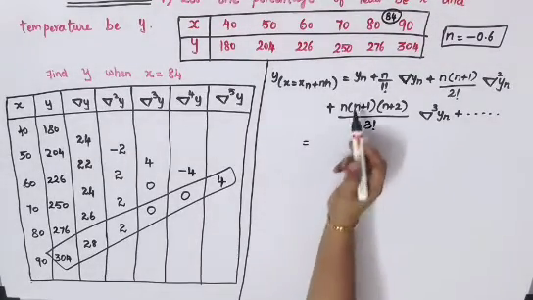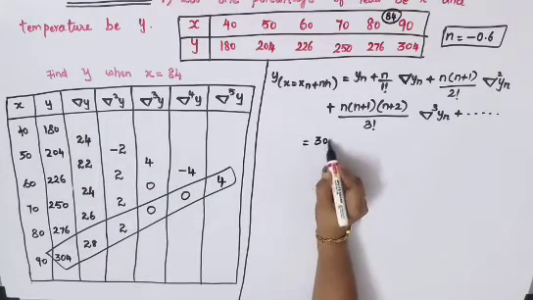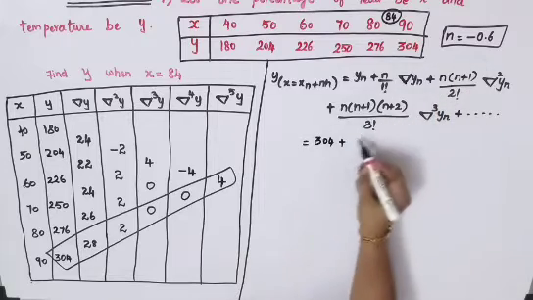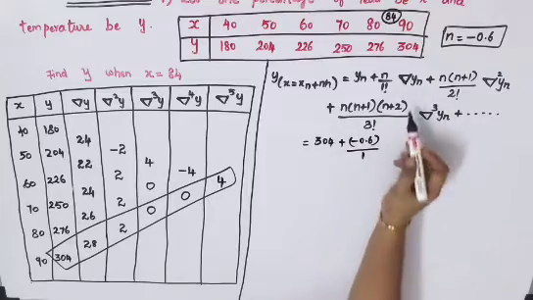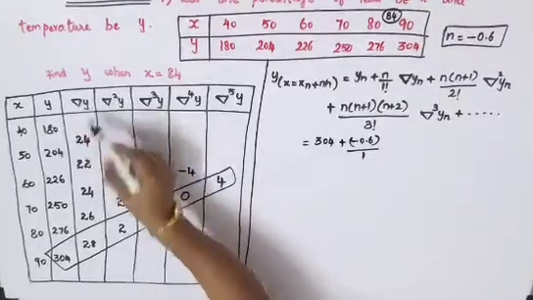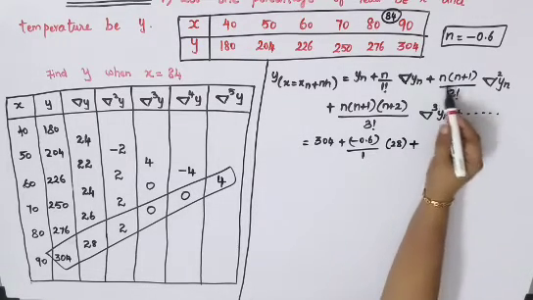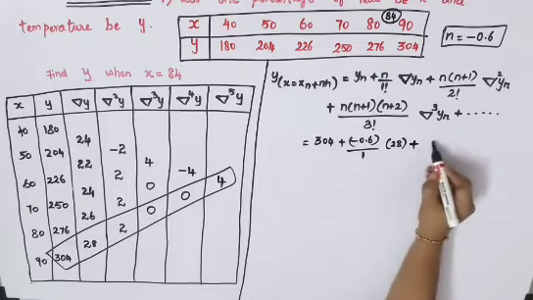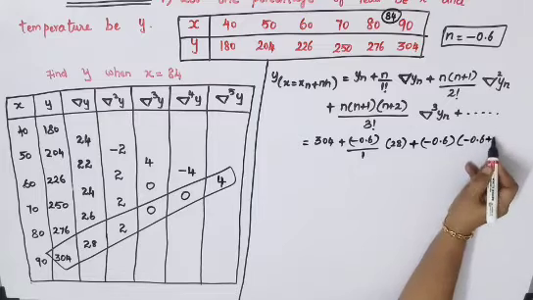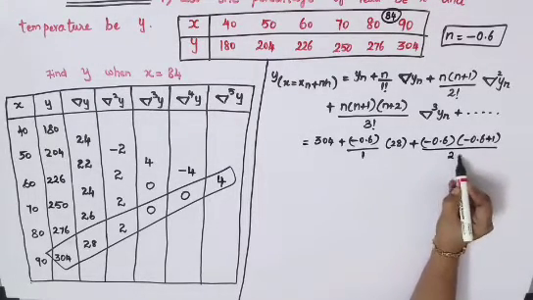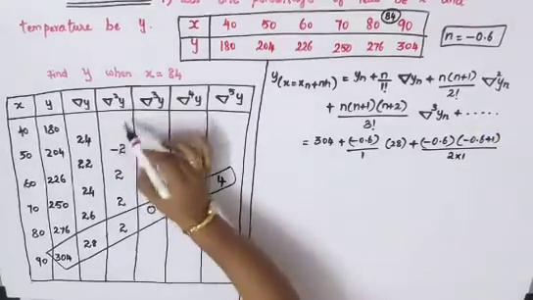So which is equal to, your yn is the last value in your y column, the last value. So it is 304 plus n, which is minus 0.6, divided by 1 factorial, which is 1, into Δyn. So in Δy the last value is 28, plus n into n plus 1 divided by 2 factorial. So n is minus 0.6, minus 0.6 plus 1, divided by 2 factorial, which is 2 into 1, into Δ²yn. So Δ²yn is 2.